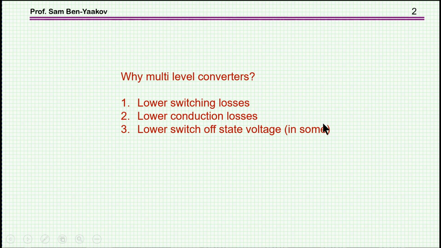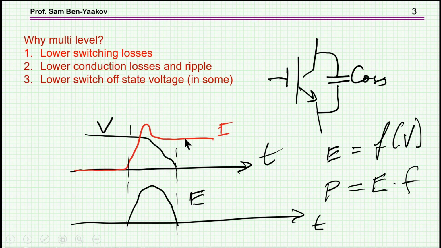So why do we like to have multi-level converters? What are the benefits? What are the advantages? Well, as it turns out, we can get lower switching losses, we can get lower conduction losses, and also we can get a lower switch voltage in the off stage. This is not true in all multi-level converters, but it is definitely correct for many of them.